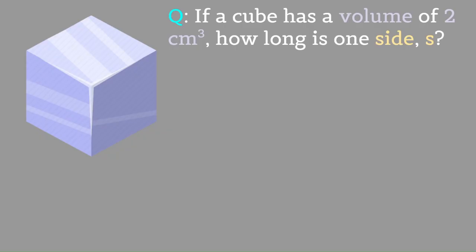Okay, so the volume of a cube is equal to what? It is equal to the side length times itself 3 times. So we could say that the volume is equal to the side length to the third power, right? 1 times the side length times the side length times the side length. We know that the volume is equal to 2, right? We have that information. So we could say 2 is equal to the side length to the third power.